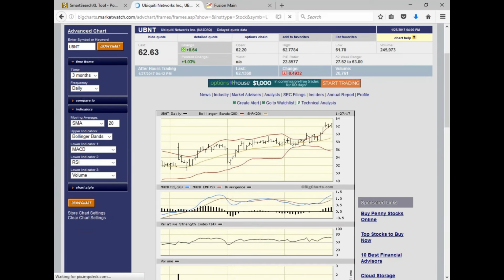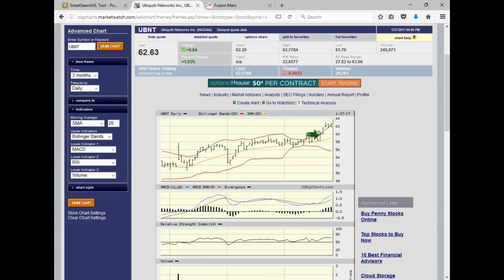Now, what David is referring to, of course, are these two orange bands that you can see here on the chart. They are the Bollinger Bands, the upper and lower Bollinger Band ranges on a stock chart. So that's the upper band, and down here we have our lower Bollinger Band as well. In the middle is the 20-day moving average. Okay? So recently we saw UBNT broke above the upper Bollinger Band here.